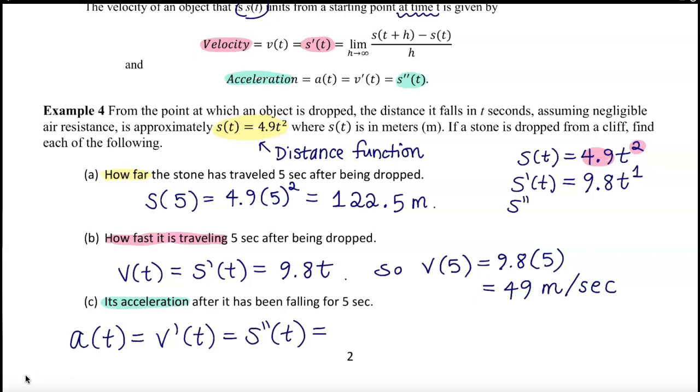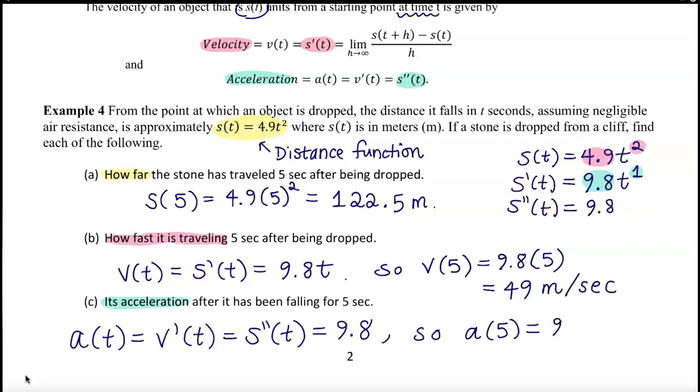s double prime of t is equal to, we use the power rule again. We multiply 1 times 9.8, which is just 9.8, and it's going to be t to the 0th power. But what is anything to the 0 power? That is just 1. So guess what? The acceleration is actually constant. It's just 9.8. So if they're asking for acceleration at 5 seconds, it doesn't matter what second they are at.